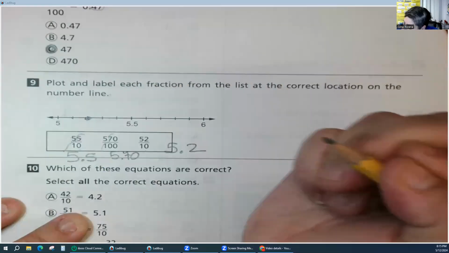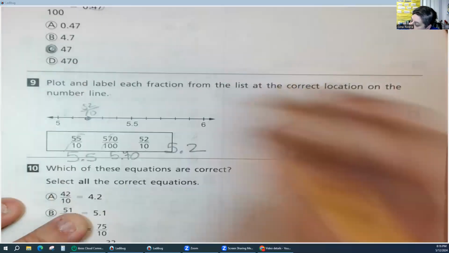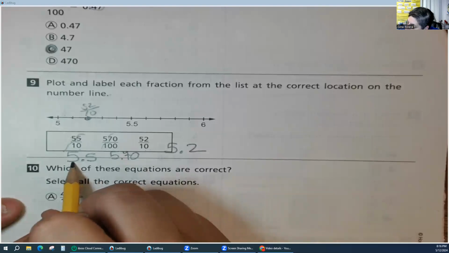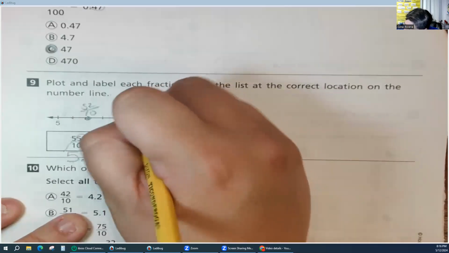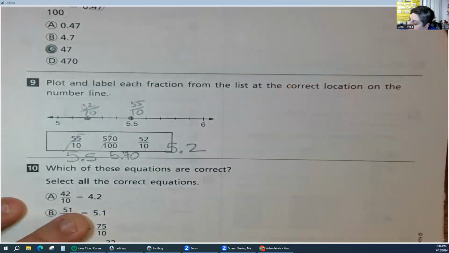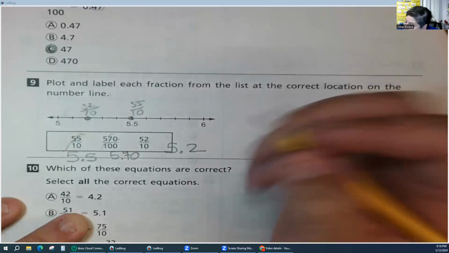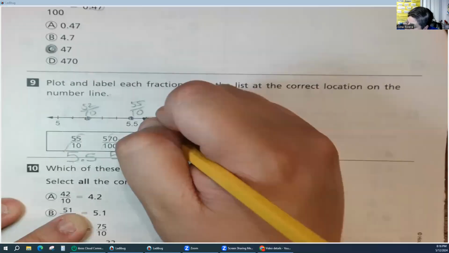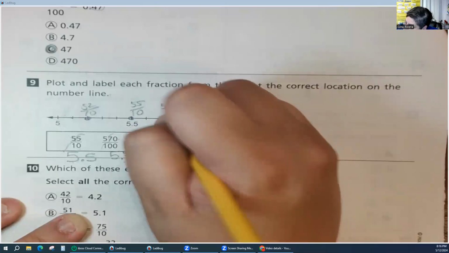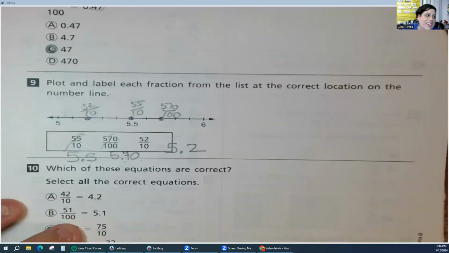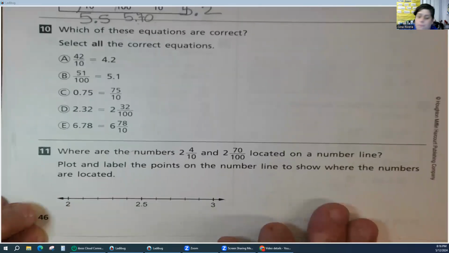Here's 5.2. So this is where I would put 52/10. This one right here would be 5.5, so that would be right there. 55/10, okay? And then I would do 570 over 100, which is really 5.70. This is 5.6. 5.7, which is the same as 5.70, so 570 over 100, okay? Moving on, and remember, you can pause it and do it again if you need to.